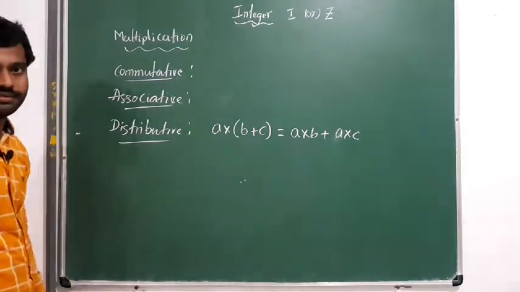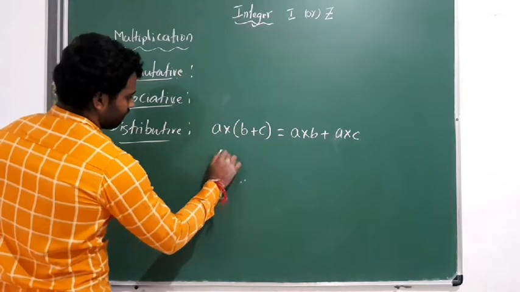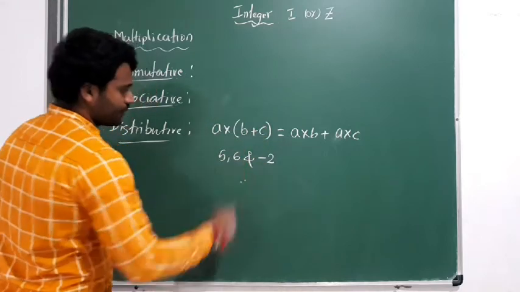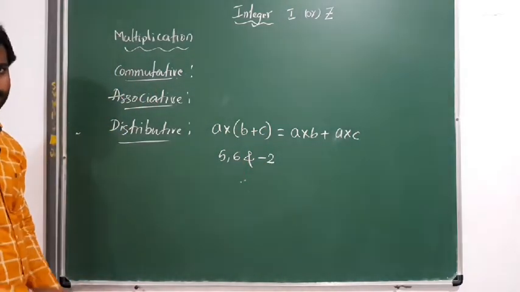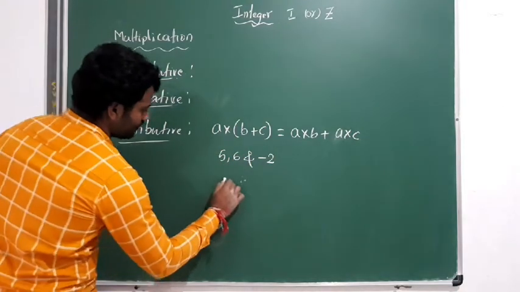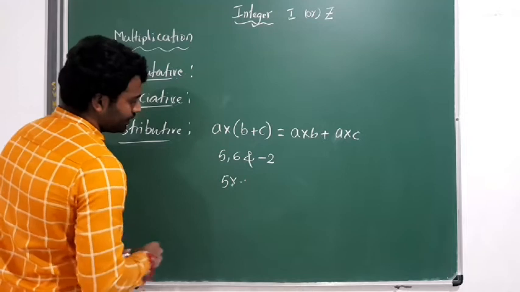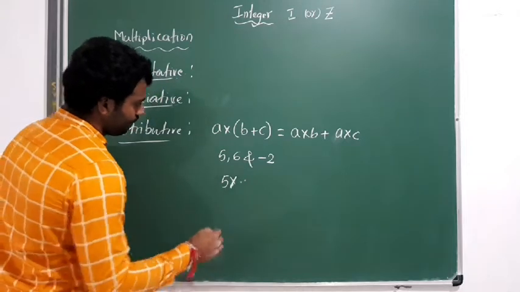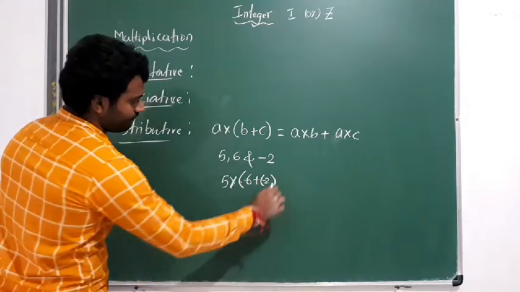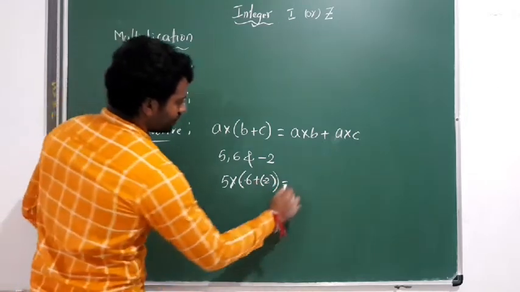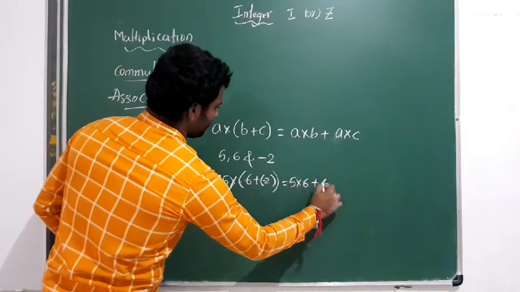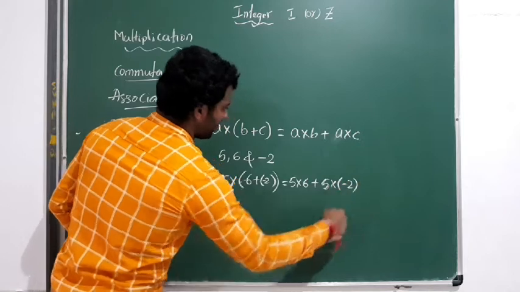Here also take 3 numbers. Here 5, 6 and then -2. Any numbers you can take. Clear or not? So first this is A, this is B, this is C. So A is 5 into (6 plus of -2) is equal to 5 into 6 plus 5 into -2.